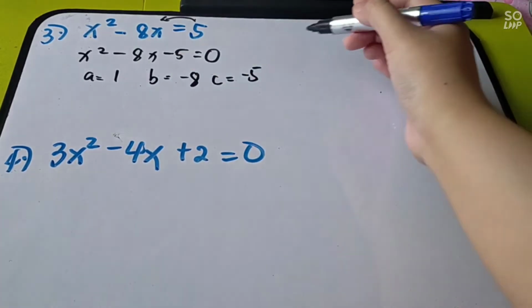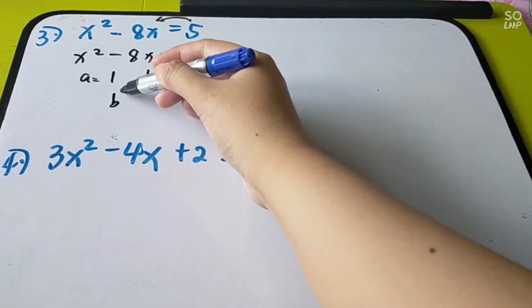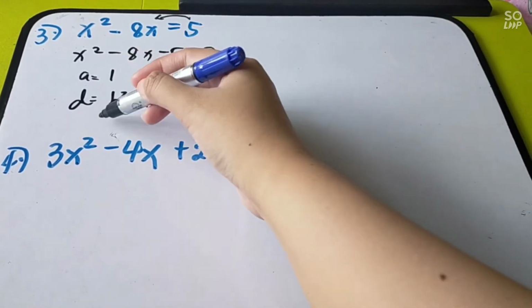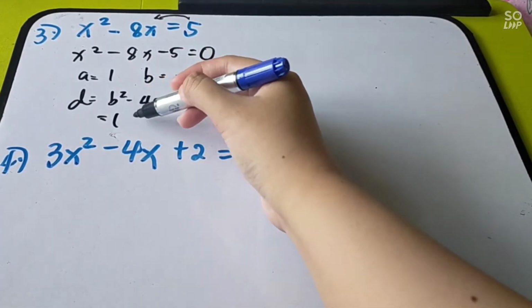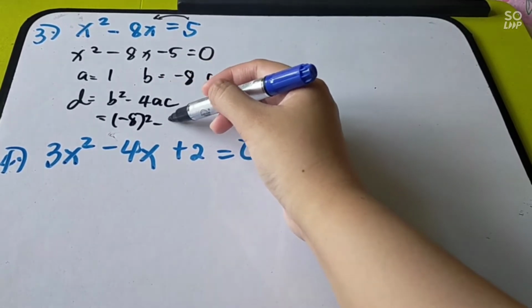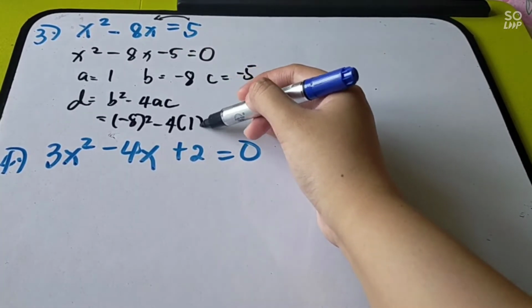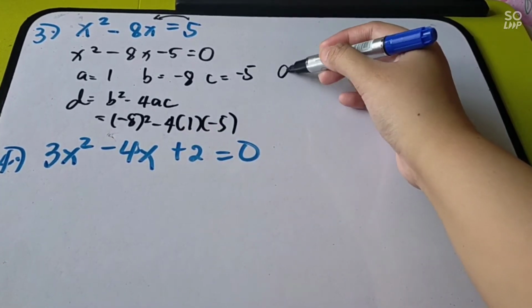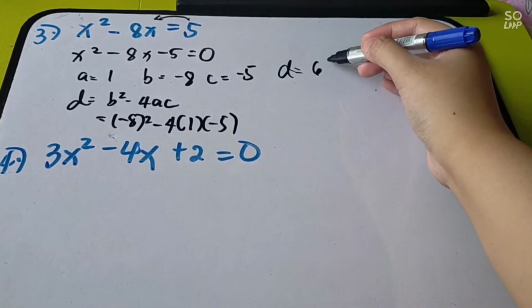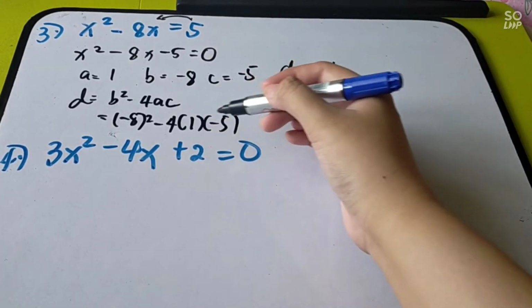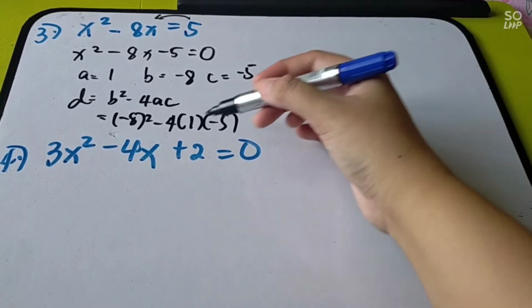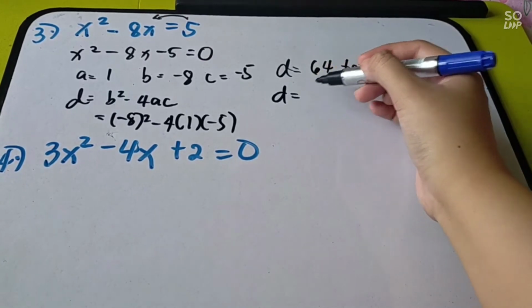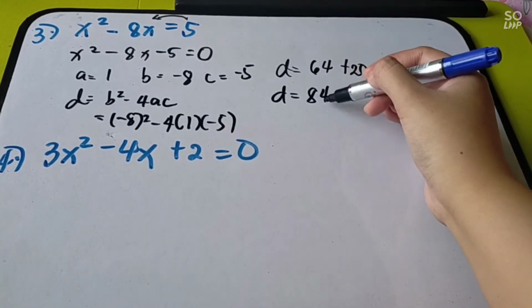Then, let us have your formula. Your formula, we have here b squared minus 4ac. d is equals to, your b, we have here negative 8 squared minus 4 times 1 times negative 5. 8 squared, that is equal to 64, then 4 times 5, that is 20. Since dalawang negative yan, magiging positive 20. So, your d is equal to 84.